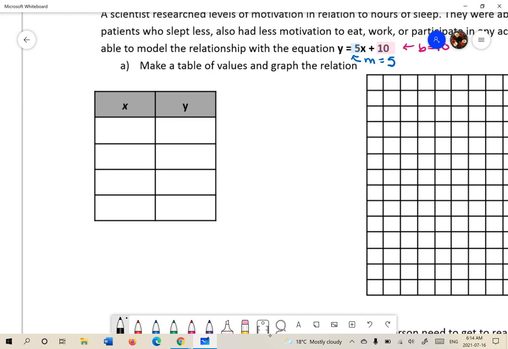Now, in this question, we're comparing the number of hours of sleep to levels of motivation. So, the number of hours of sleep you get is your independent variable because it affects your motivation. Your motivation depends on how much sleep you got. When creating a table of values, I'm always going to start with my x value of 0 in order for me to then plot my b value here. Then, to make it easier for myself, I'm just going to increase by 1.